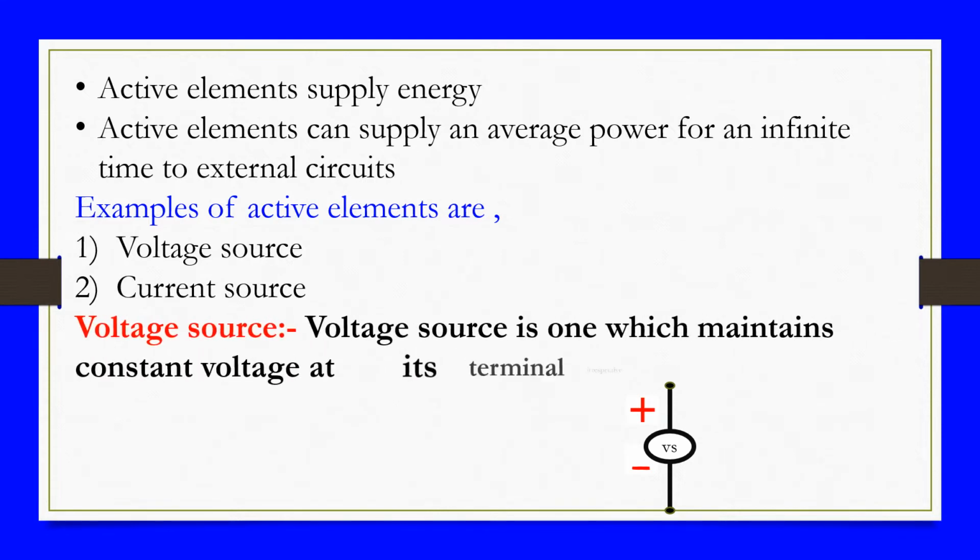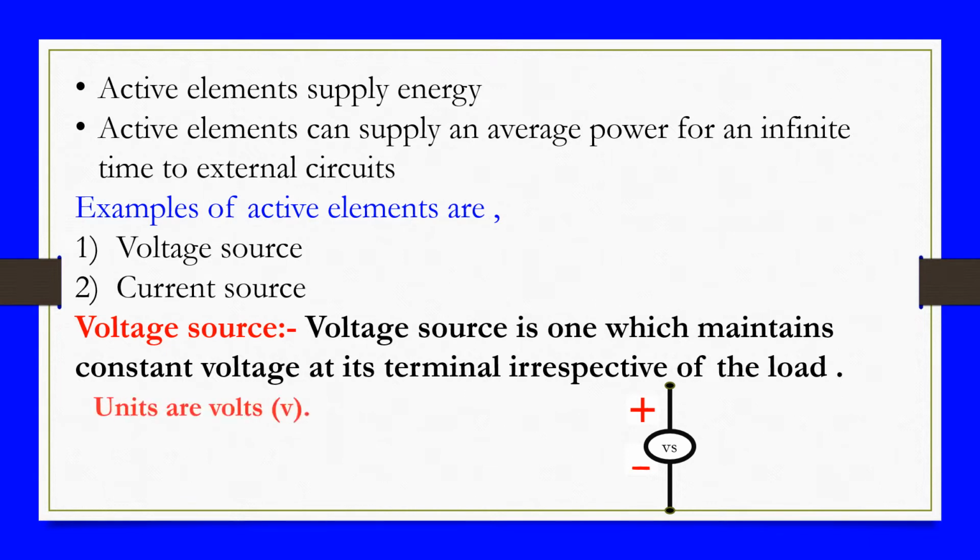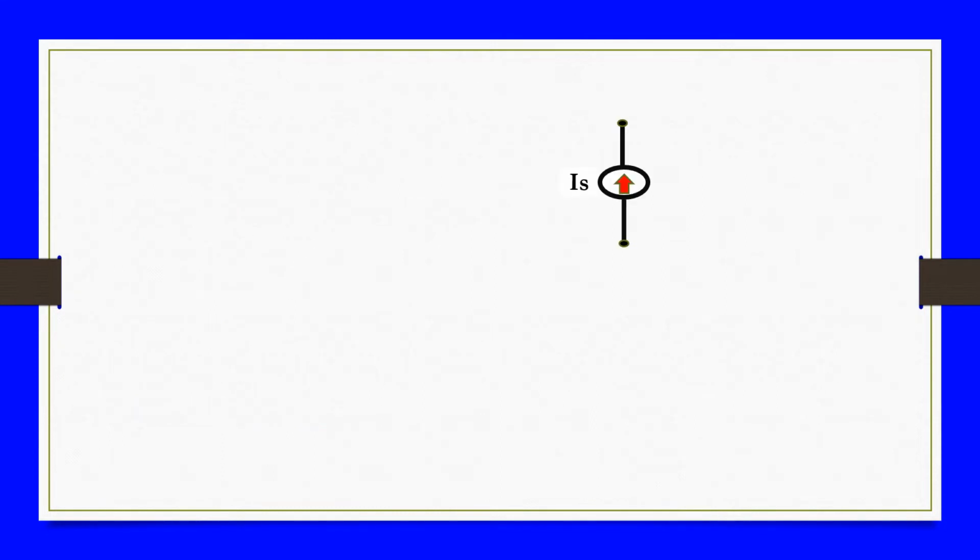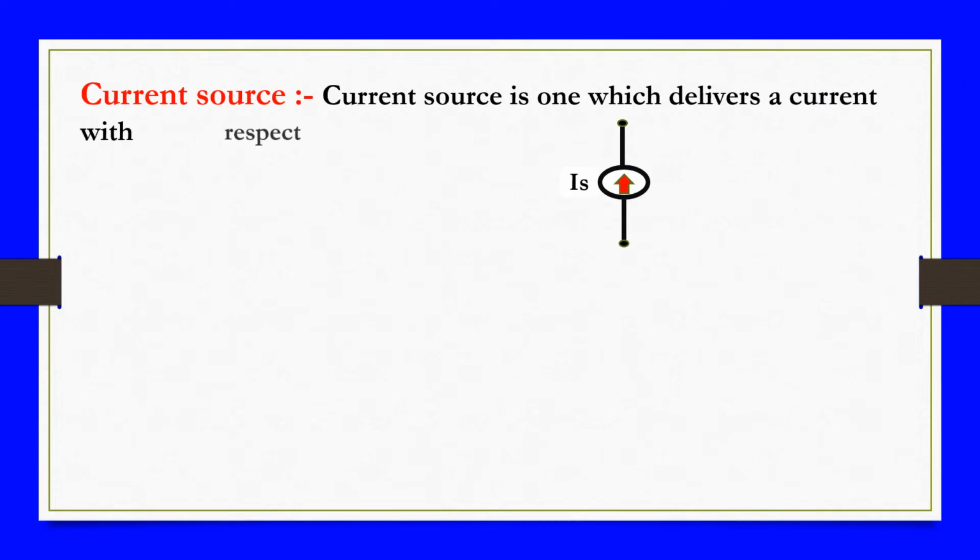What is a voltage source? A voltage source is a source which maintains a constant voltage at its terminal irrespective of the load. The unit is volts, V. Current source. A current source is one which delivers a constant current irrespective of the load. The unit is amperes.